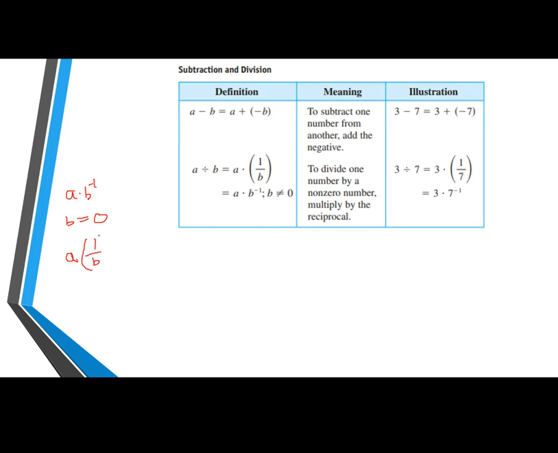It is the reciprocal. So B is equal to 0, so A times 1 over 0 is equal to A over 0. So any number divided by 0 is undefined.